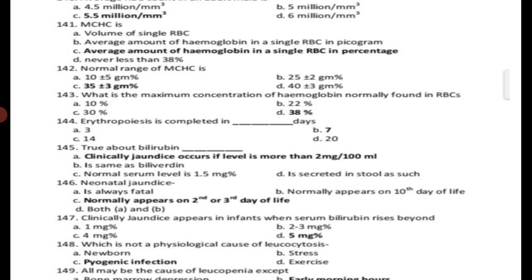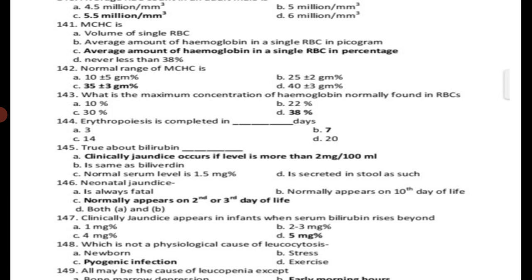Then question number 143. What is the maximum concentration of hemoglobin normally found in an RBC? The hemoglobin concentration normally found in RBC is 38%. Question number 144. Erythropoiesis is completed in dash days. It is completed in 7 days. Erythropoiesis is the process which produces erythrocytes or RBCs, which are developed from erythropoietic stem cells to a mature RBC. It takes 7 days. Option B is the answer of question number 144.